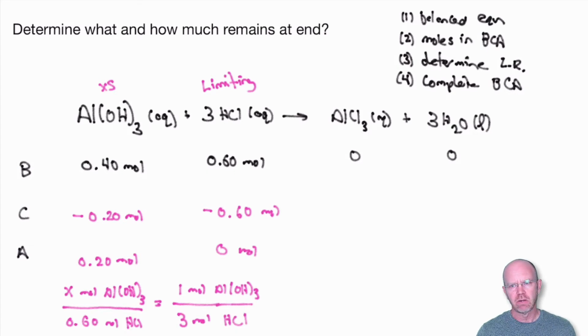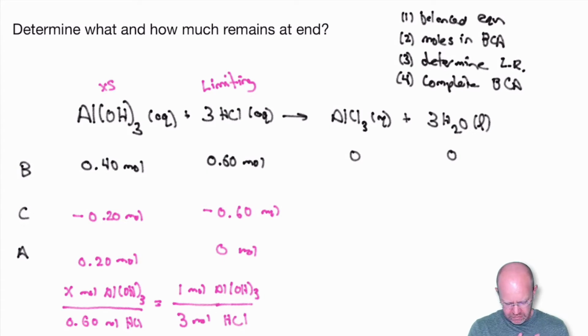Now, in order to find the amount of aluminum hydroxide that's consumed, I use a ratio, and this ratio comes right from those stoichiometric coefficients. So for every 1 mole of aluminum hydroxide in the reaction, I need 3 moles of hydrochloric acid. And what I know is that 0.6 moles of hydrochloric acid reacted. So my question is, how many moles of aluminum hydroxide does that consume? And when I did that math, I found that that was 0.2 moles of aluminum hydroxide. So that's how much of the aluminum hydroxide is going to react. And if I subtract 0.2 moles from 0.4 moles, I see that after the reaction I have 0.2 moles remaining. That's how much remains at the end in moles of that particular reagent.